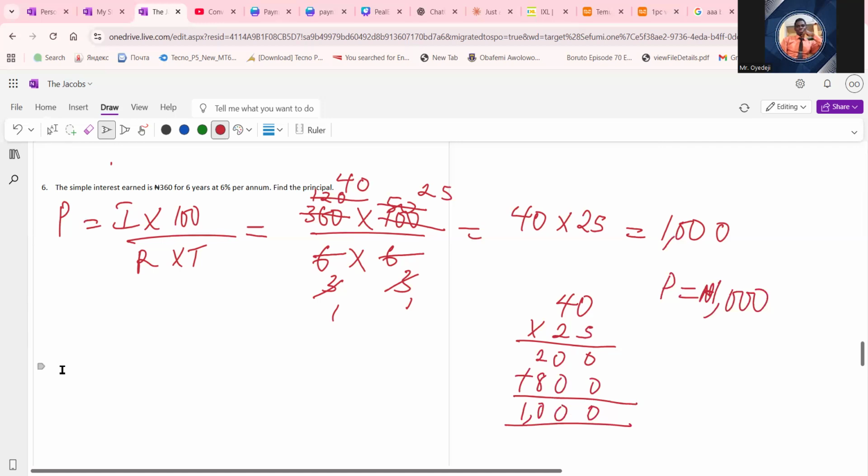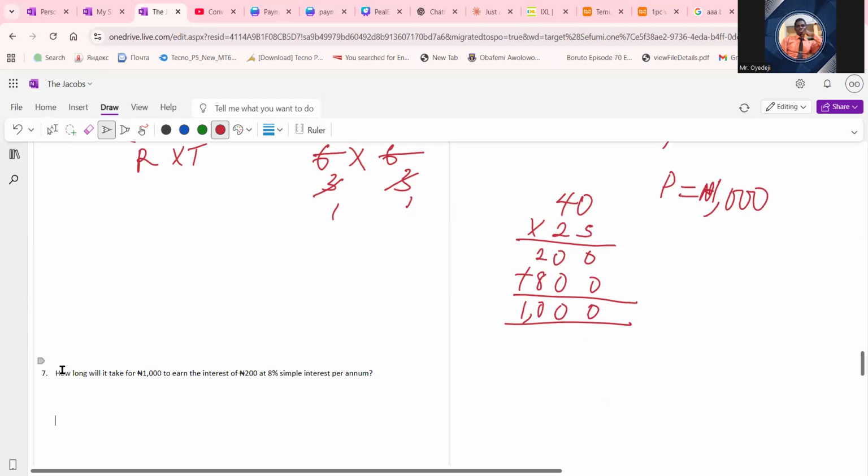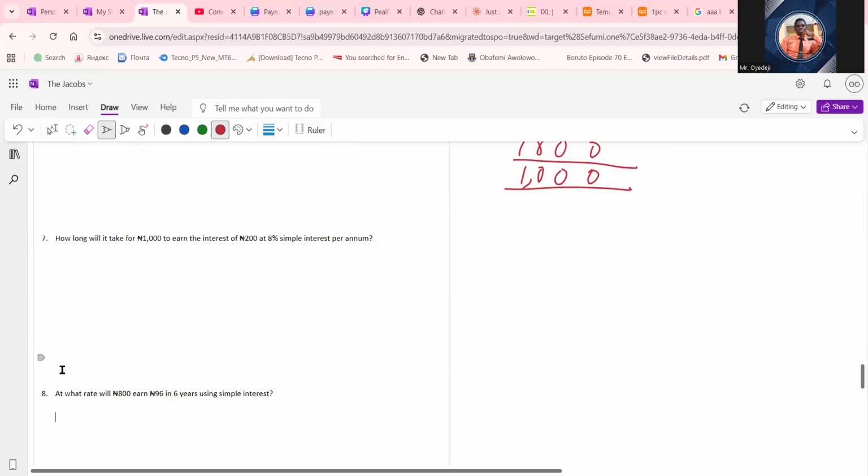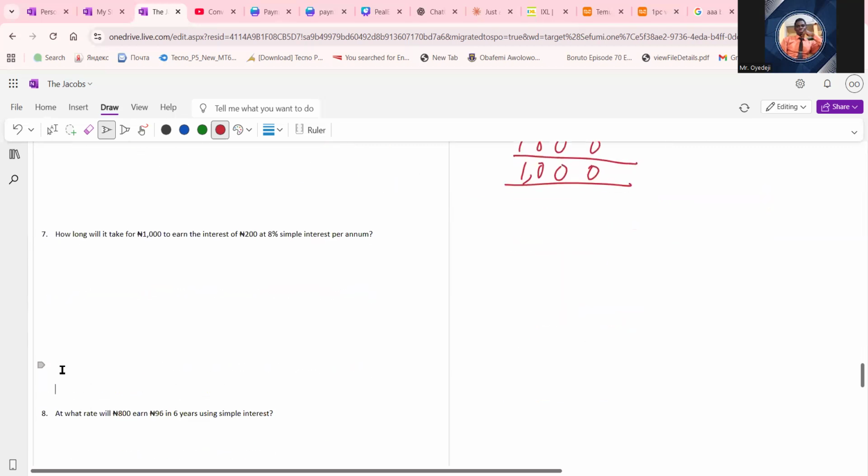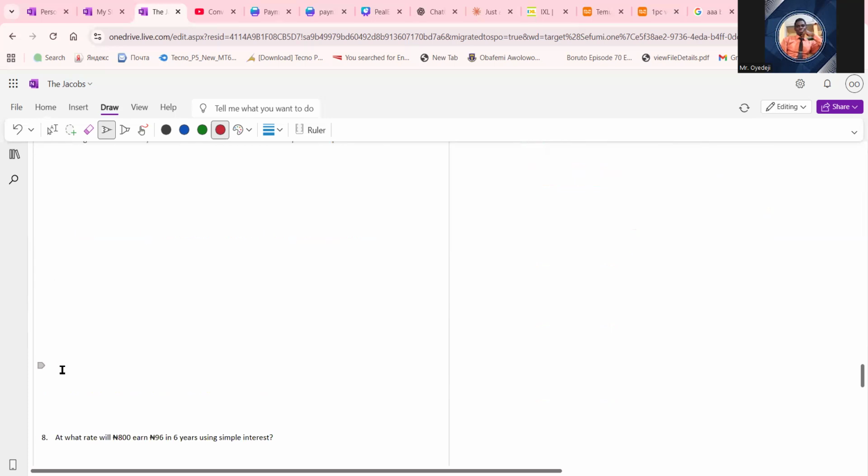Whichever way you want to do it, it's okay. Just know what you're doing clearly, that's all. That's what matters. All right, moving on.